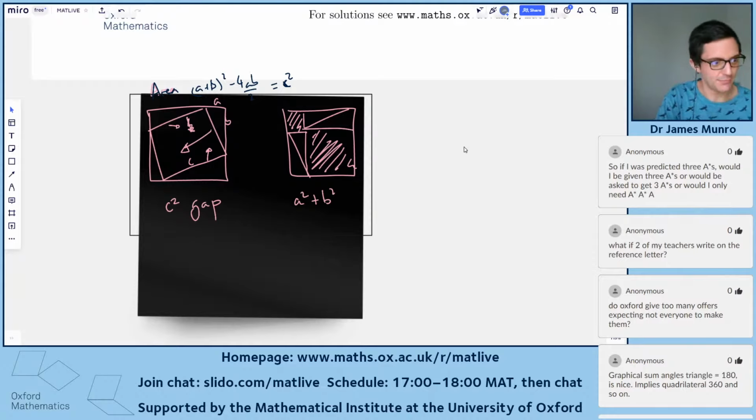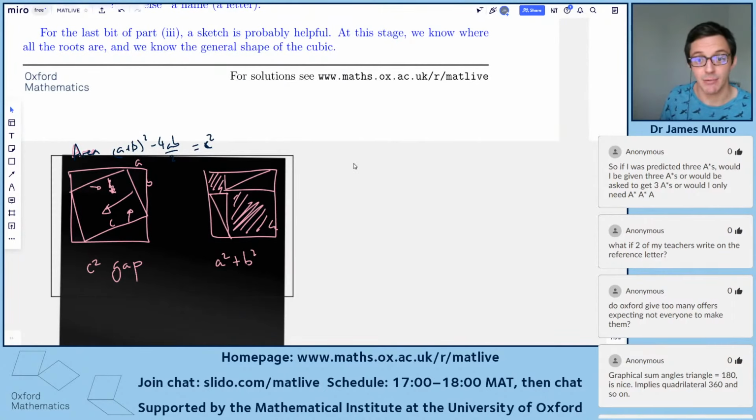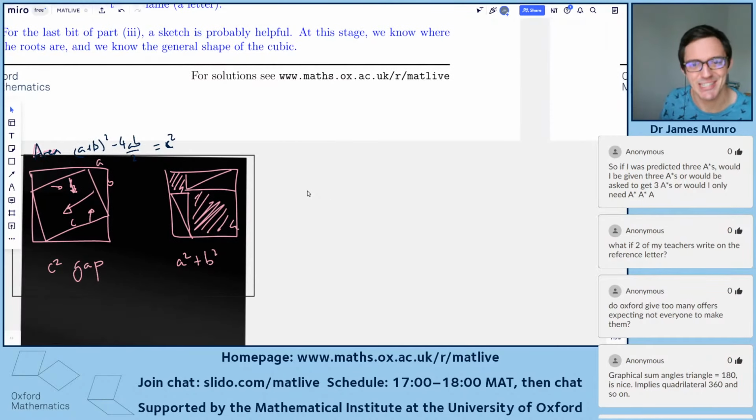Okay. Predicted 3 A stars. Would I be given 3 A stars, or would I only need A star, A star, A? You would only need A star, A star, A. It seems a bit weird, doesn't it? That if you're predicted to get 3 A stars, then for Oxford Maths we look at that and we decide to make you an offer, and we look it up in our table that says A levels, A star, A star, A, and then we make you that offer, even though you're predicted better grades.